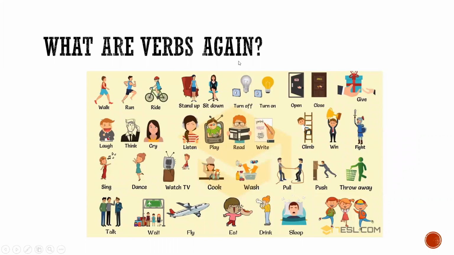What are verbs again? So all of these are actions that the subject of a sentence does, okay? Like walk, sit down, play, watch TV, throw away, fly, talk, cook. Okay, so at this point, you can pause your video, get a pen and a paper, choose any verb in here that you want to write a sentence about, and do it. You can also do this mentally and practice how to write sentences using different types of verbs.